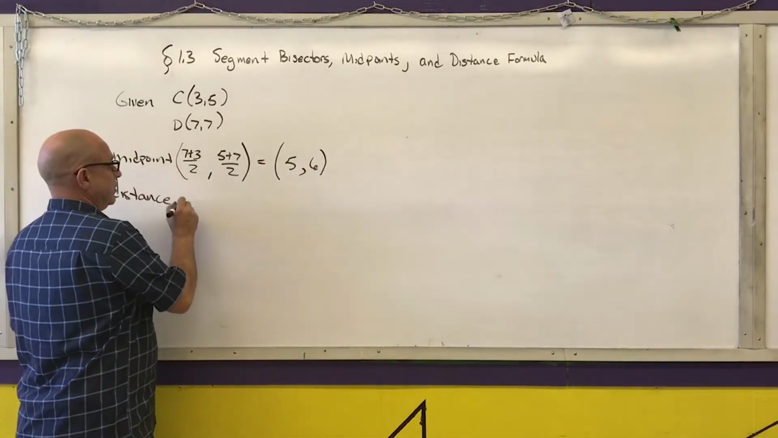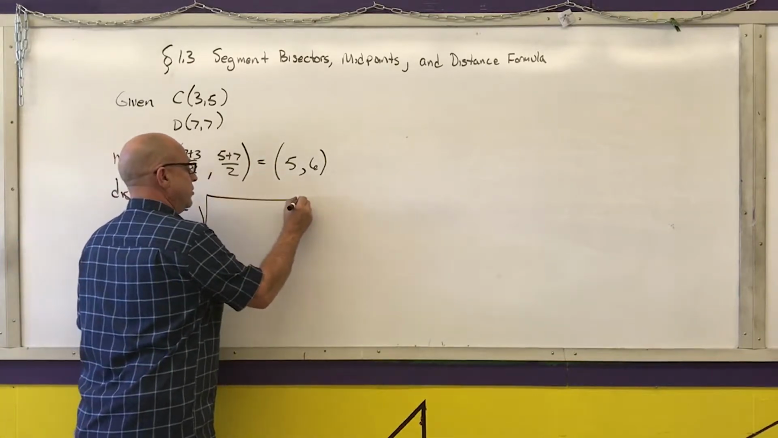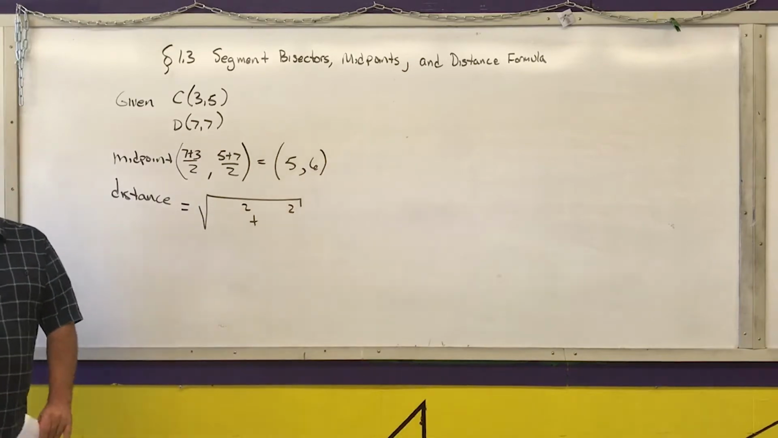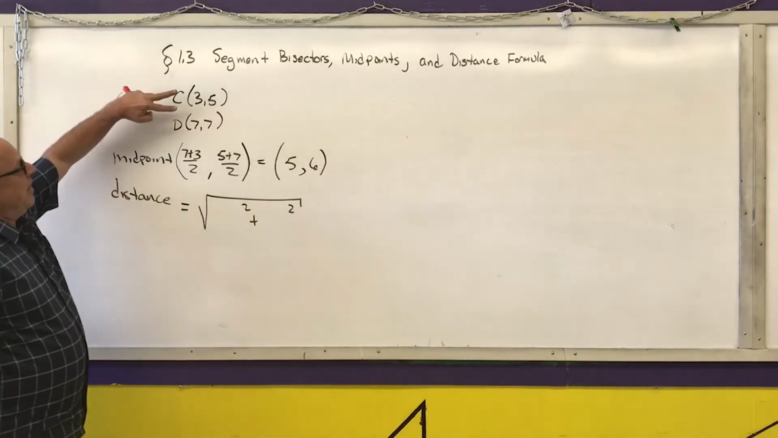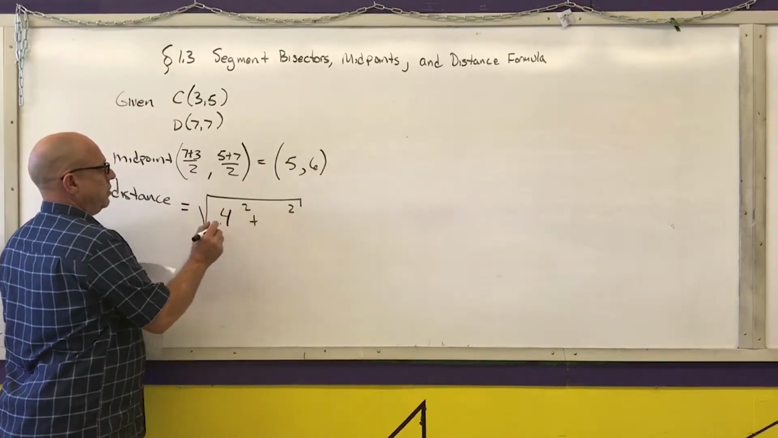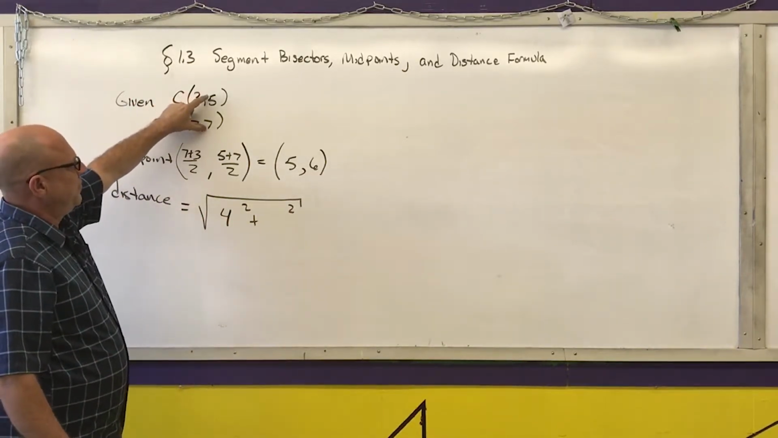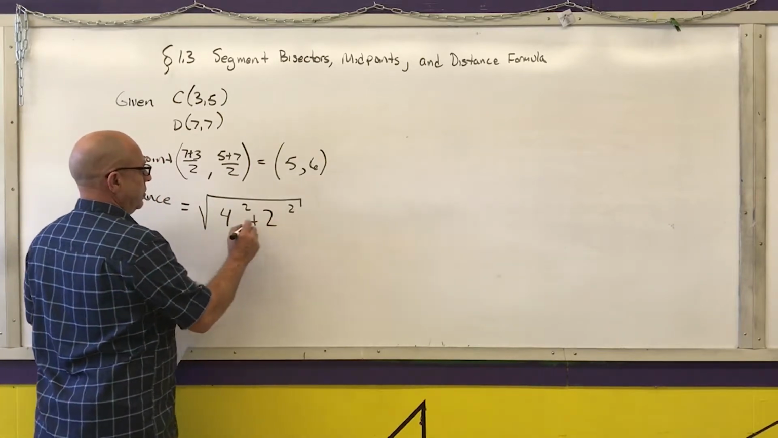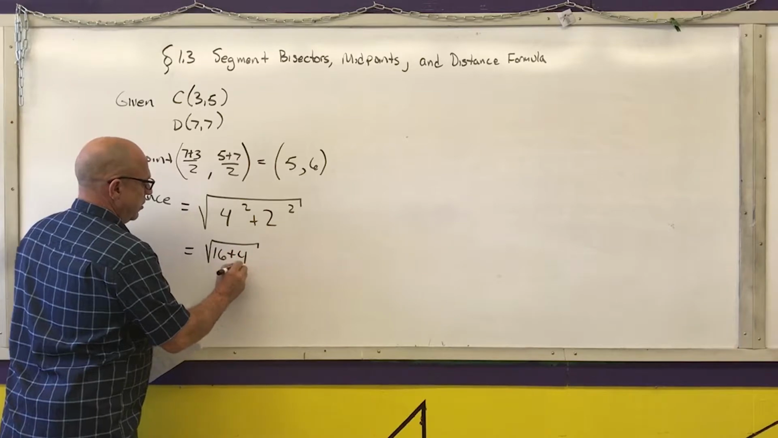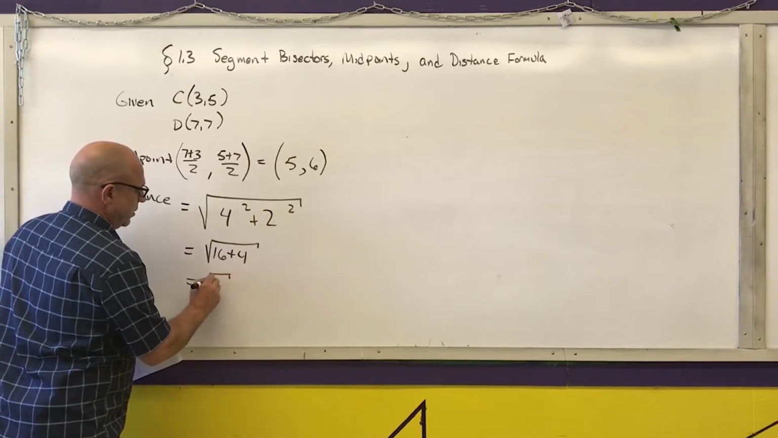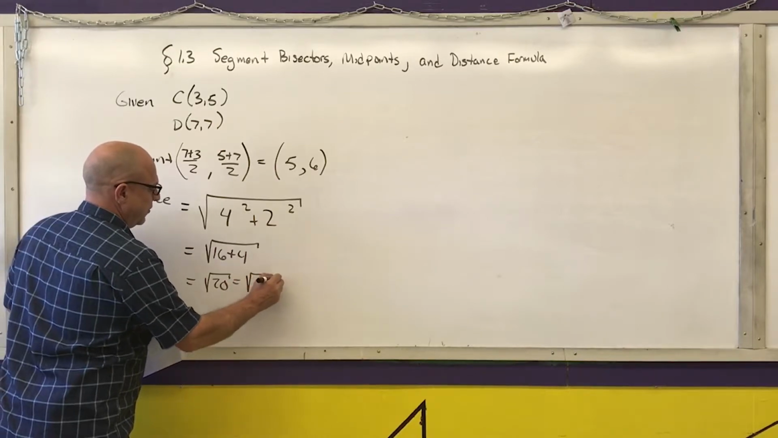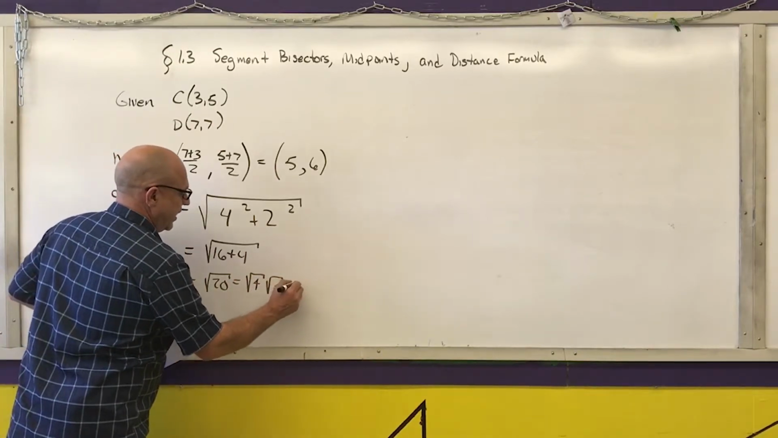Now the distance is equal to the square root of the sum of the squares. I always write my framework first. And how far apart are 3 and 7? 4. How far apart are 7 and 5? 2. So that's going to be the square root of 16 plus 4, which is the square root of 20. And you should know that that's the square root of 4 times the square root of 5, which is 2 root 5.